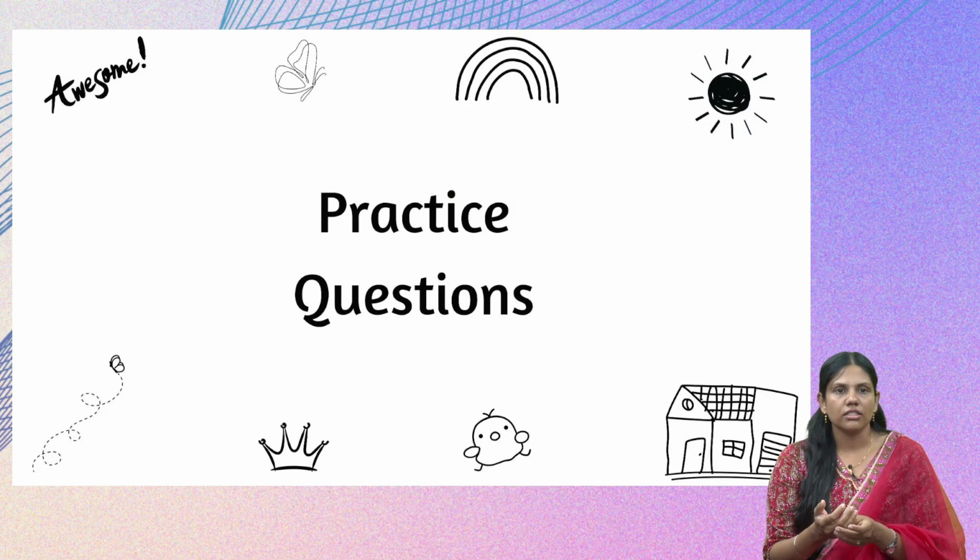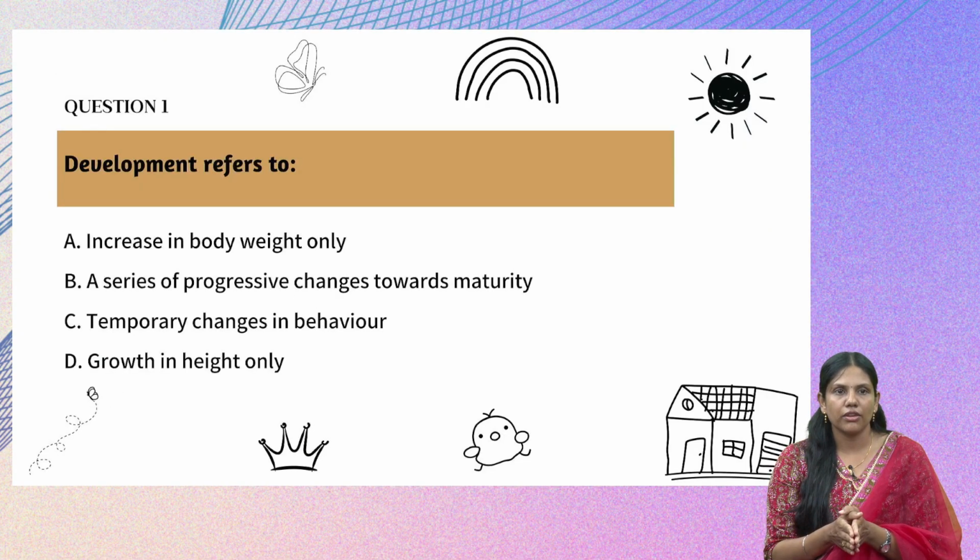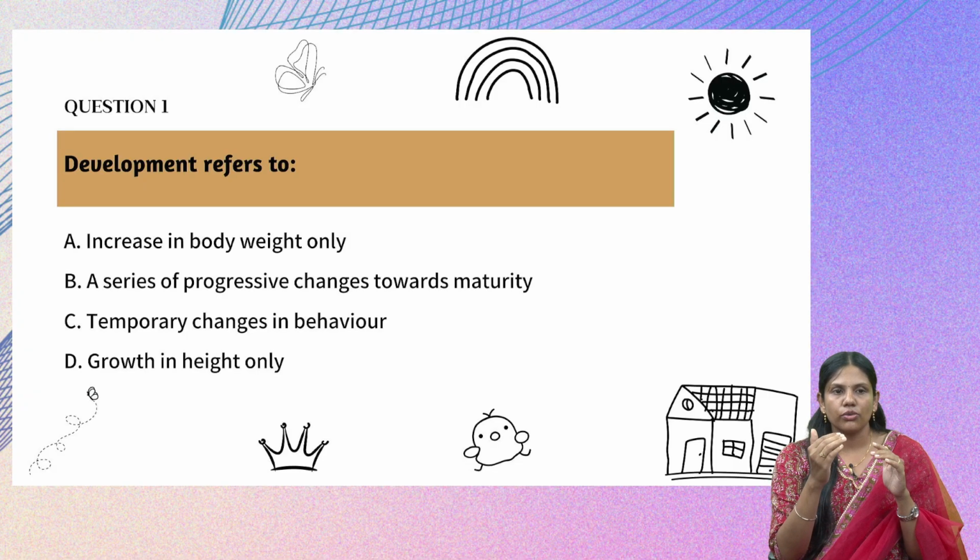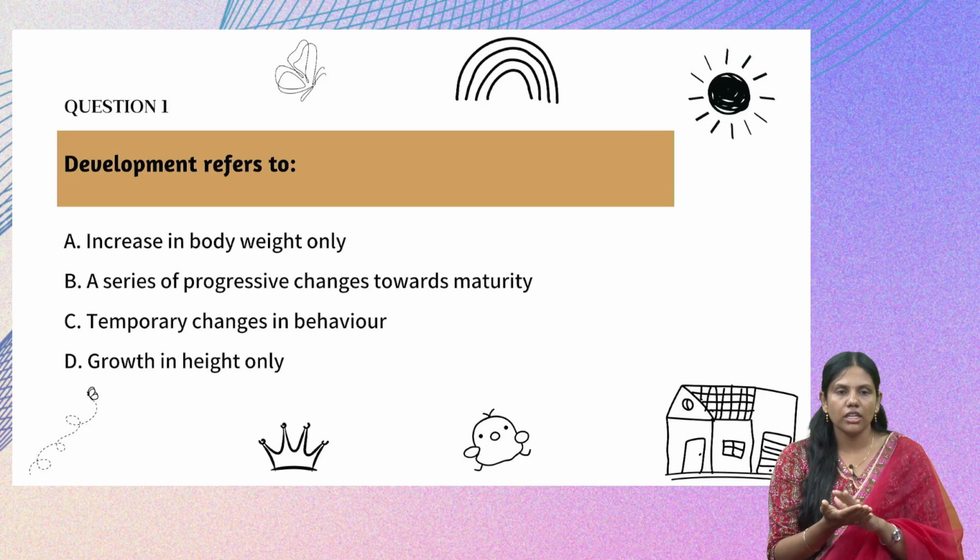First question is, development refers to. There are four options given: increase in body weight only, a series of progressive changes towards maturity, temporary changes in behavior, growth in height only. Seeing the four options, you can rule out A and D because the word only is given, and body weight and height both come under the growth aspects of development, or physical development. So that is one thing.